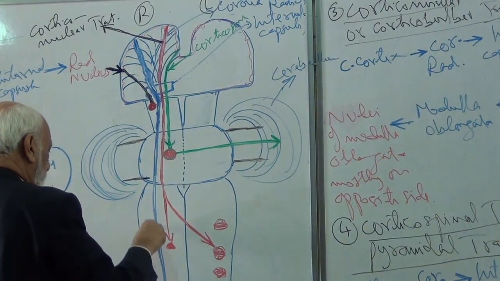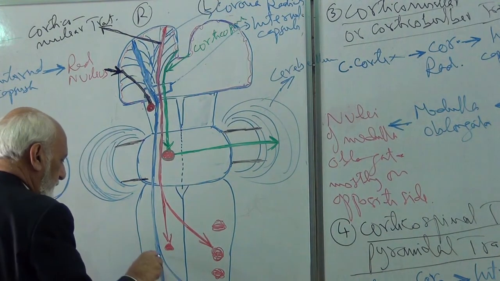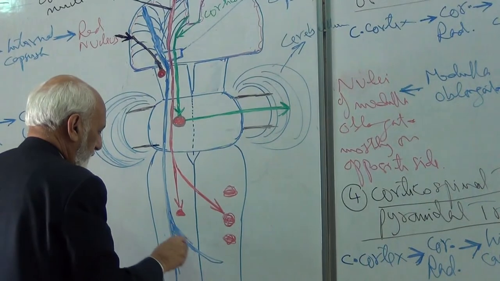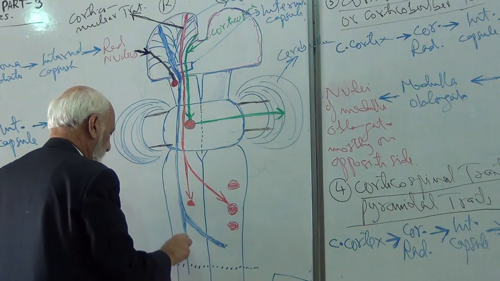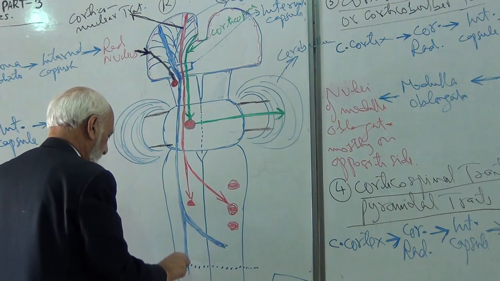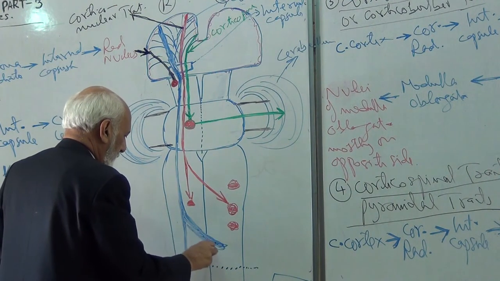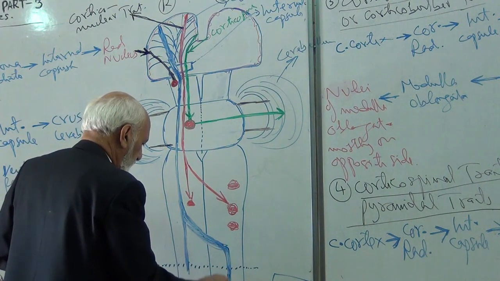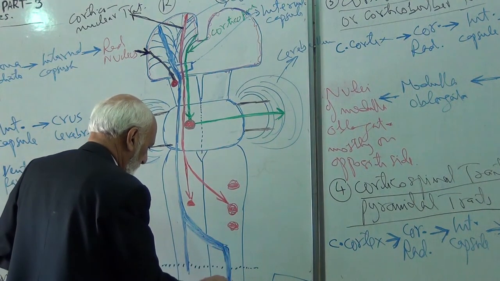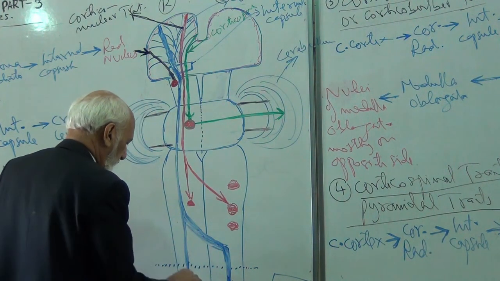Now in the lower part of the pyramid of the medulla oblongata, two-thirds of the fibers cross. Two-thirds of the corticospinal tracts cross, and one-third remain on the same side. They leave the medulla oblongata to descend through the spinal cord and terminate at different levels.